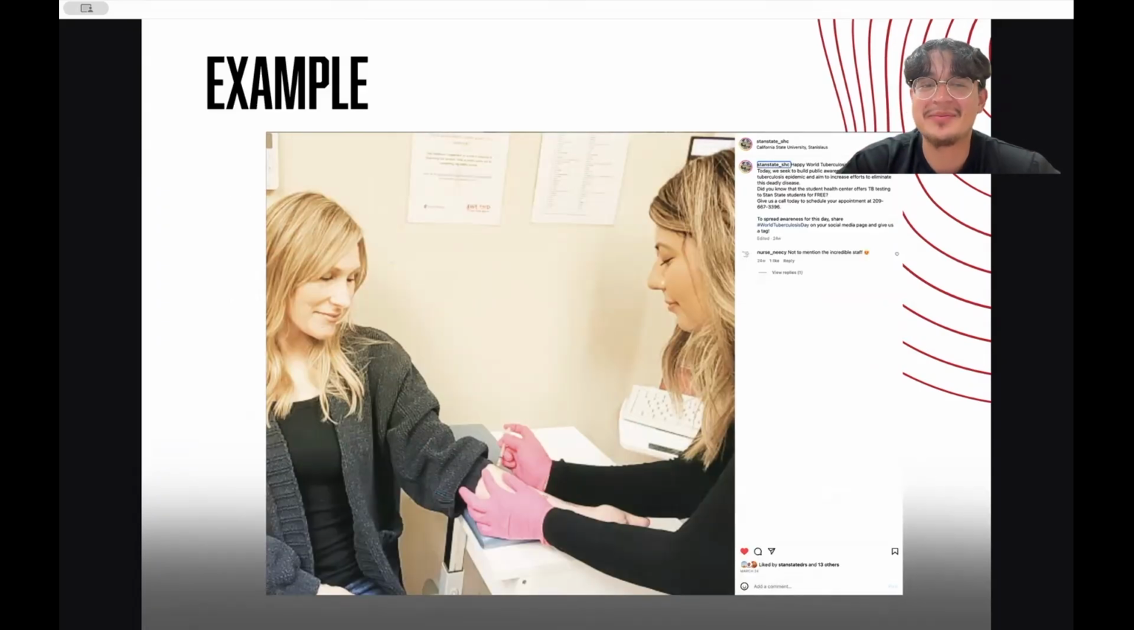Now let's look at an example of what we just learned. As you can see from this post, there's storytelling happening behind this photo. We can see that the patient is perhaps getting tested or getting some sort of flu shot. We have the nurse helping her out. Now let's look at the caption. Happy World Tuberculosis Day. Pretty self-explanatory. They're telling a story and they're keeping it very engaging. This prevents the post from being a little too overwhelming with text.